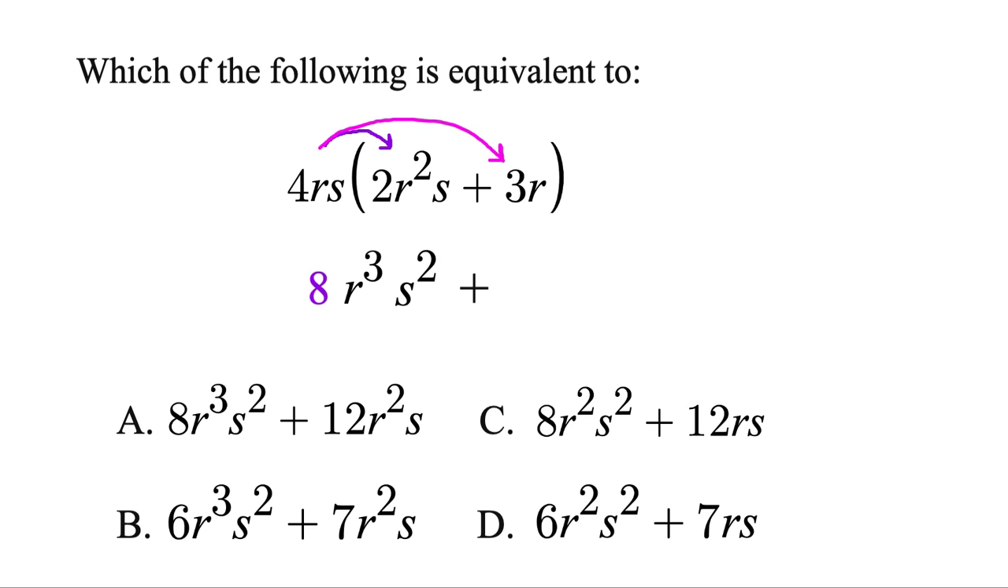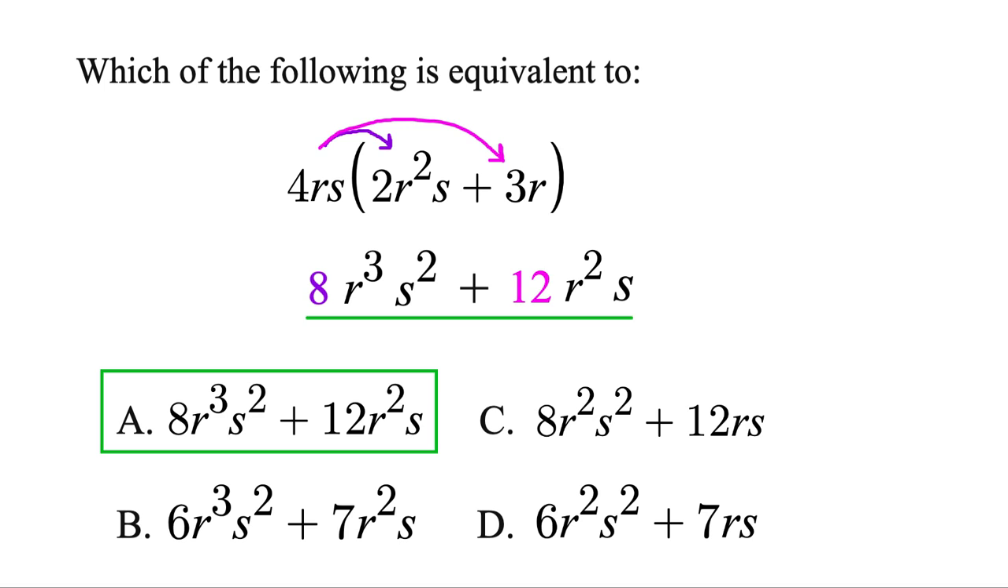Okay, plus, and then we're going to distribute, multiply this thing times this. So 4 times 3, 12. And then 1r times 1r, so r squared. And we've got that s, so we'll put that in the mix. But that's it. Once again, not too bad once you know the steps.